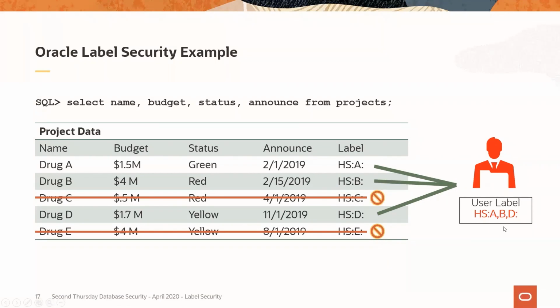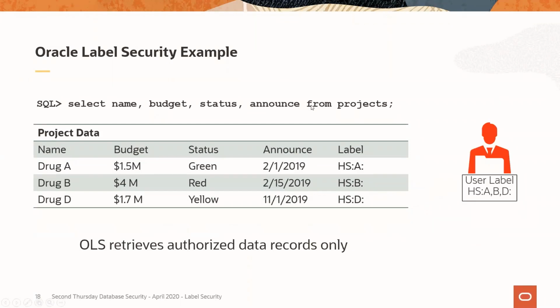I mentioned a user also has labels. In this one, this user has the highly sensitive level, but also has access to information about A, B, and D. So this person will be able to get access to these three drugs, but not the other two. And these other two don't show up as crossed out or null. They don't show up at all. You'll notice the SQL doesn't change. It's still the same SQL, but they get a different set of data. So you don't even know that you're missing data that's out there. So the database only retrieves the authorized data records.